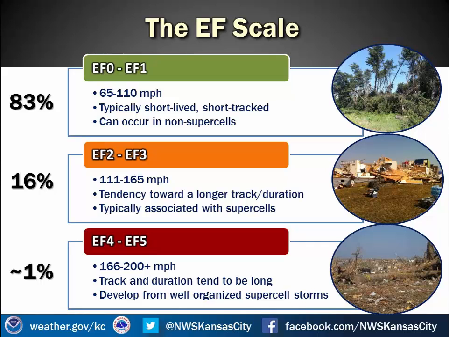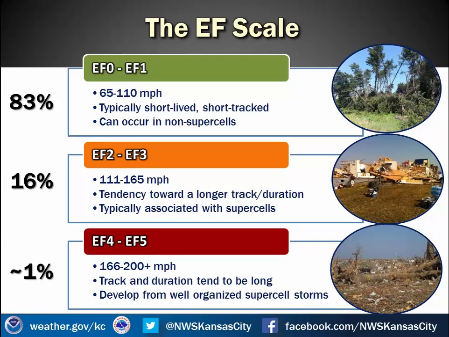And it ranges anywhere from EF0 to EF1, which are our weakest tornadoes, with winds generally less than 110 miles an hour. That's the vast majority of all the tornadoes we get around here. That's about 5 out of every 6 tornadoes is an EF0 or EF1.